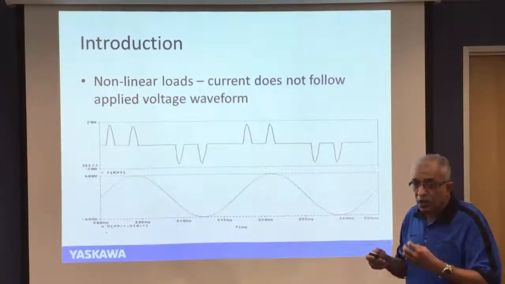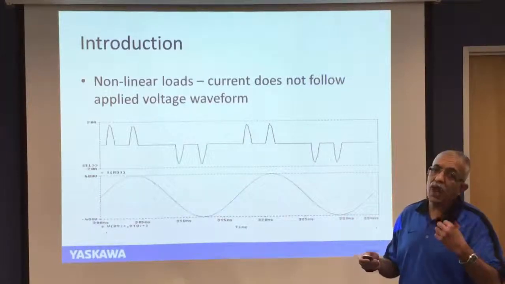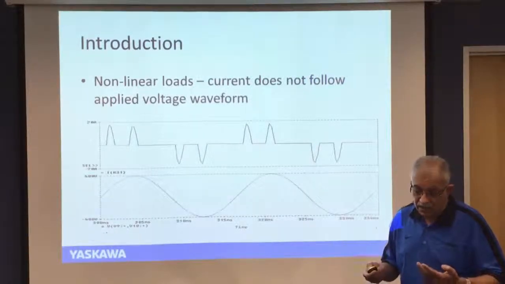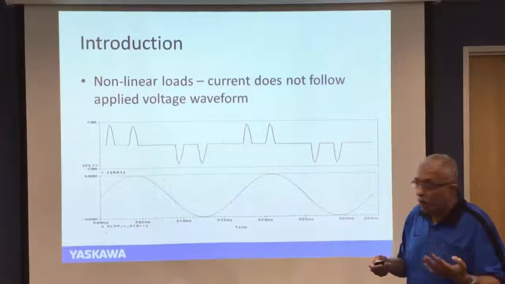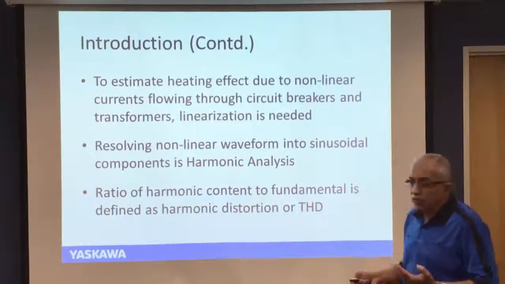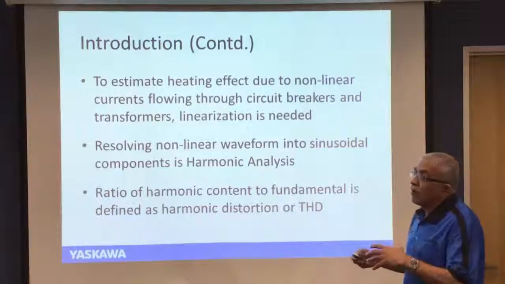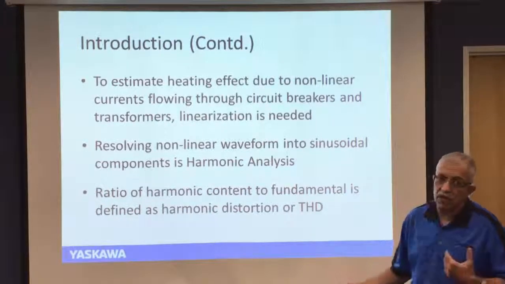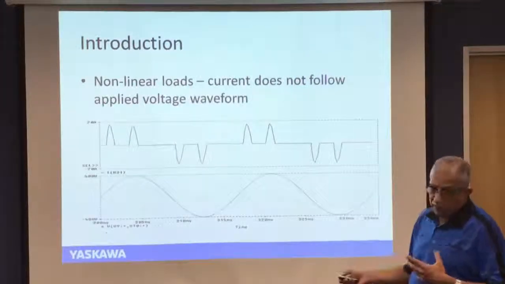The effect of the higher harmonic content in the system is then evaluated as, okay, how much heat it causes. Especially higher frequency components increase transformer core losses, and also cause skin effect in conductors carrying power or electricity. So resolving the nonlinear waveform into sinusoidal components is called harmonic analysis. And the ratio of the non-effective component in the current with respect to the fundamental component is called total harmonic distortion. That's how we quantify the effect of this kind of a waveform on a power system.